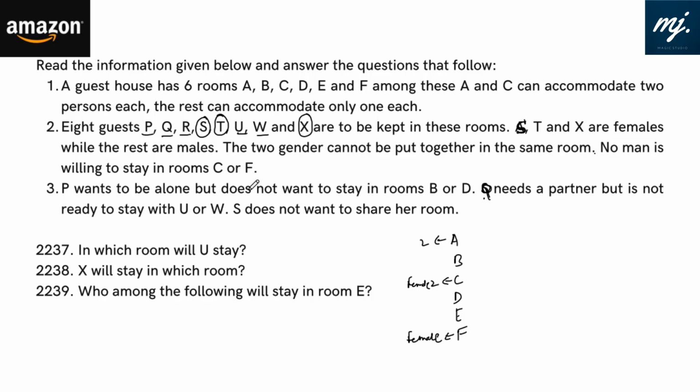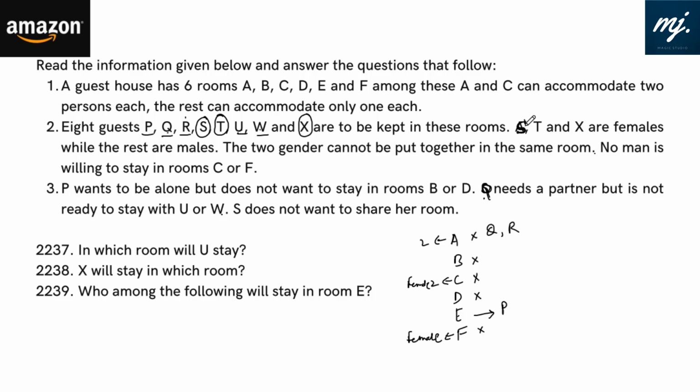P wants to be alone but does not want to stay in B or D. So P is not in B, P not in D, P cannot be in C, P cannot be in F, and A is a double occupancy. That means he wants to stay alone. P is in room number E. Q needs a partner but is not ready to stay with U or W. P is already taken up, so only R is left. That means in A we will have Q and R.